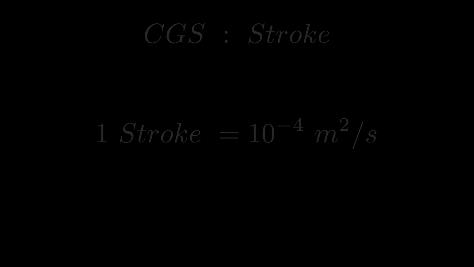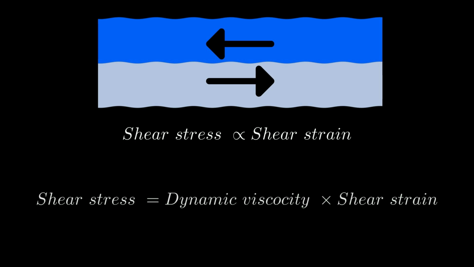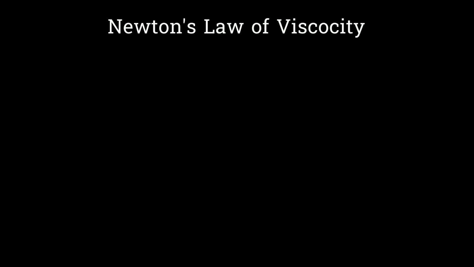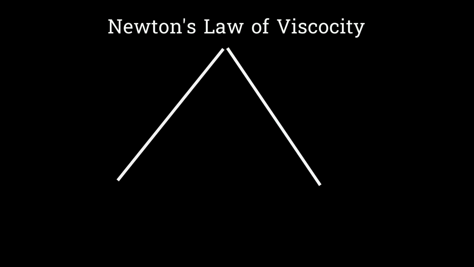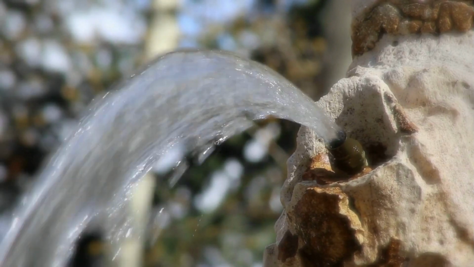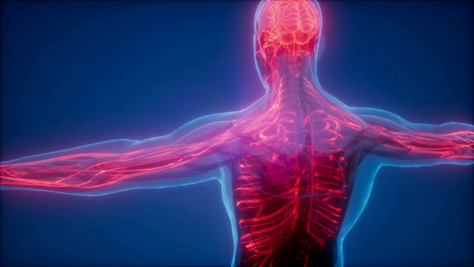Shear stress between layers of a fluid is directly related to the rate of shear strain, and this relationship is governed by Newton's law of viscosity. The constant of proportionality in this equation is known as dynamic viscosity. Fluids that adhere to this relationship are referred to as Newtonian fluids, while those that do not are classified as non-Newtonian fluids. For instance, water is a Newtonian fluid, whereas blood is a non-Newtonian fluid.